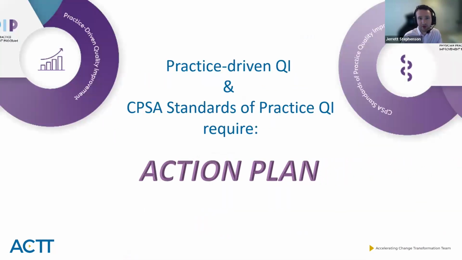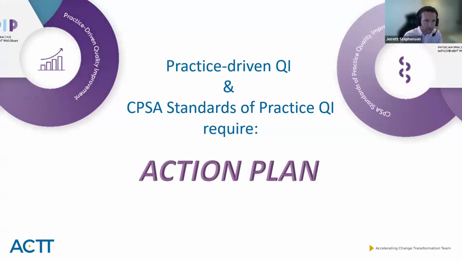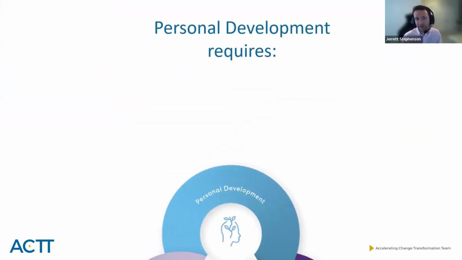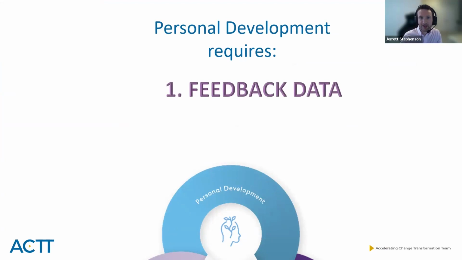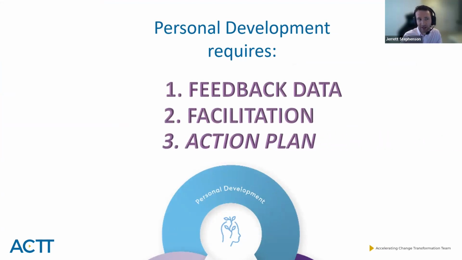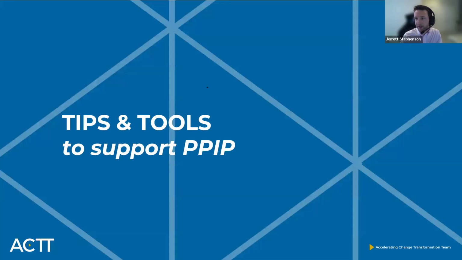It's quite important to know that the 2 QI activities require an action plan with respect to documentation. And then for the personal development activity, it's going to require getting that data, making sure that it goes through some facilitation, and then having an action plan. So a little bit of a difference between that third one and what you need to maintain for sort of documentation for that last bit. So next we're going to get into some resources that you can use to help you reach these goals.